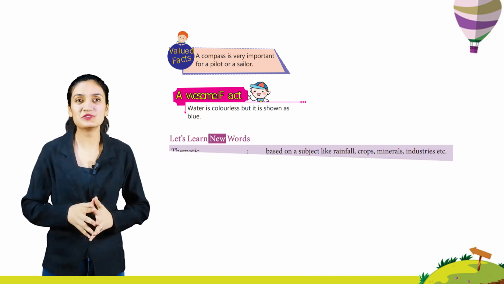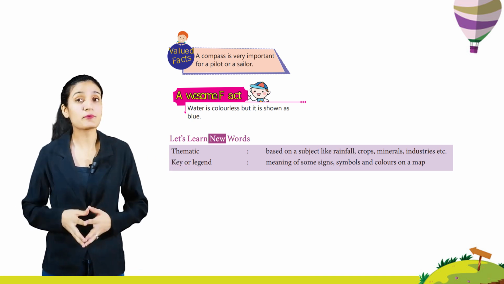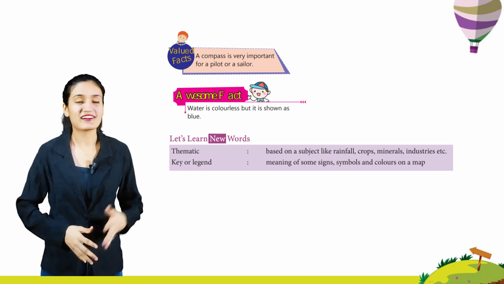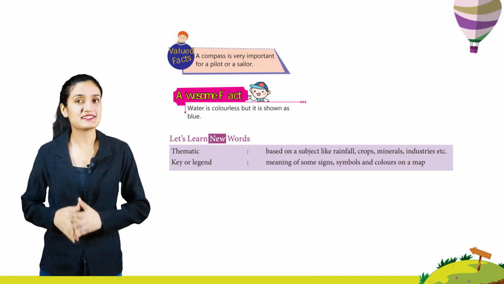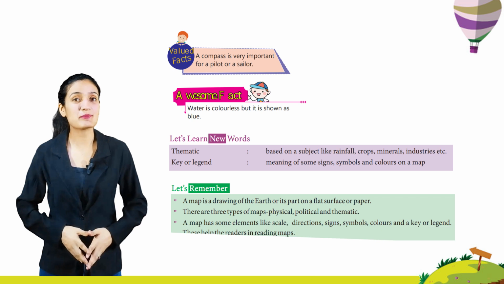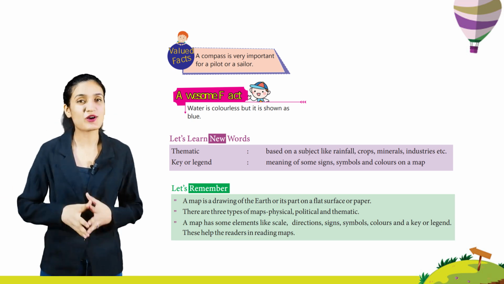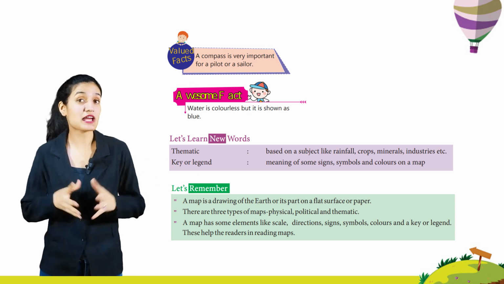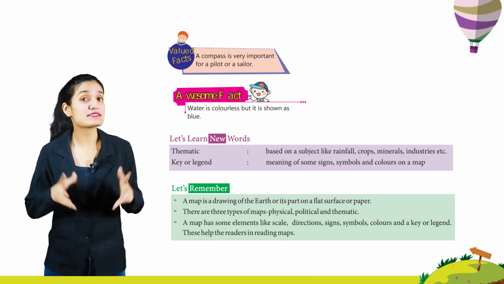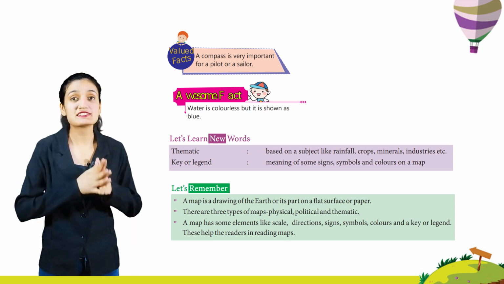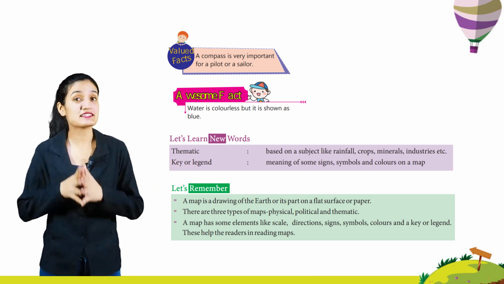Now let's learn new words. Thematic: based on a subject like rainfall, crops, minerals, industries, etc. Key or legend: meaning of some signs, symbols and colors on a map. Now kids, let's remember. A map is a drawing of the earth or its parts on a flat surface or paper. There are three types of maps: physical, political and thematic. A map has some elements like scale, direction, signs, symbols, colors and a key or legend. These help the readers in reading maps.